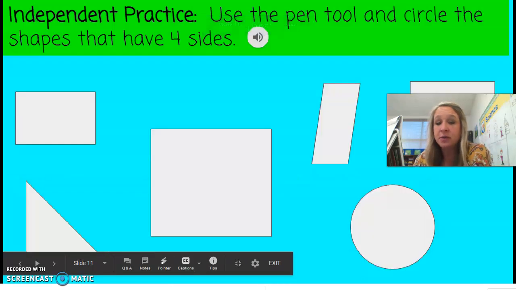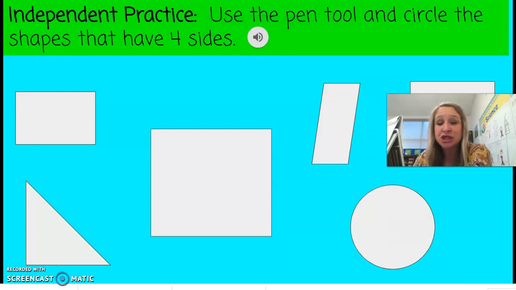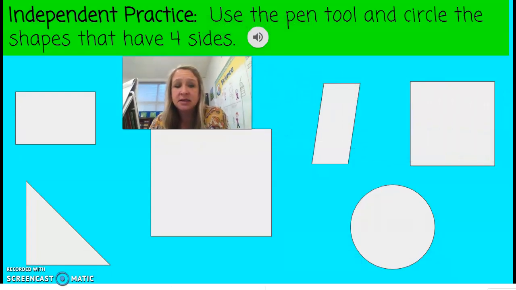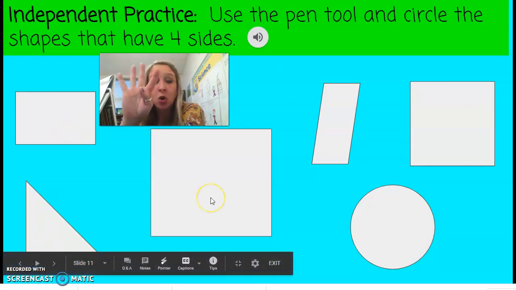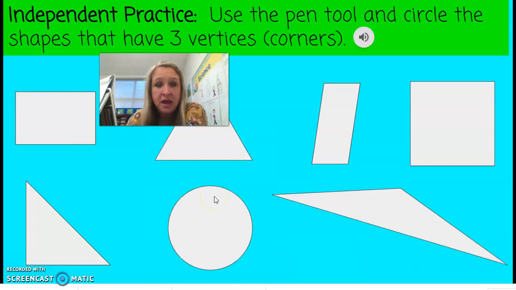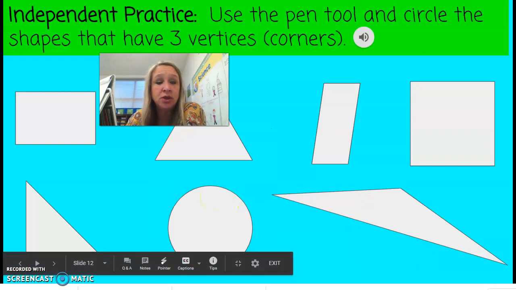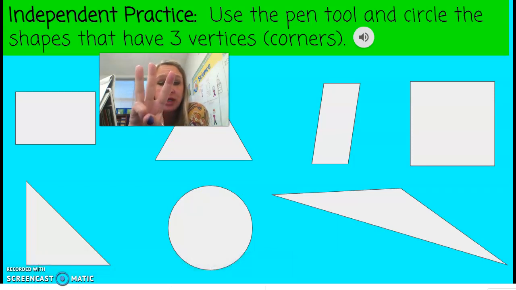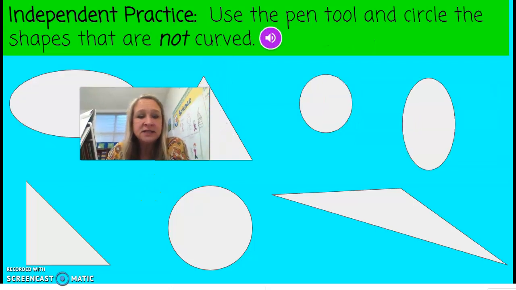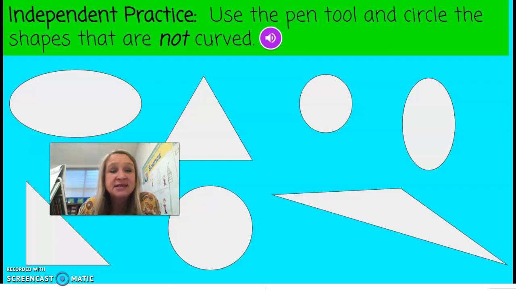Now we are going to use the pen tool to circle the shapes that have 4 sides. So look for the shapes that have 4 sides, and you're going to use the pen to circle them. This page, you're going to use the pen tool and circle the shapes that have 3 vertices. Remember what the vertices are. The pointy corners. The last page, you're going to use the pen and circle the shapes that are not curved.